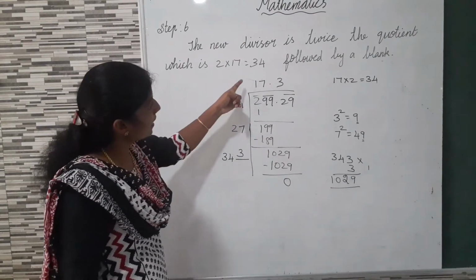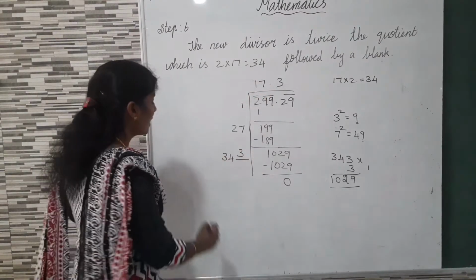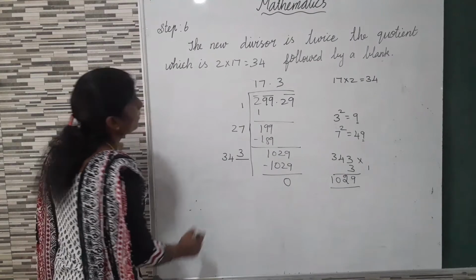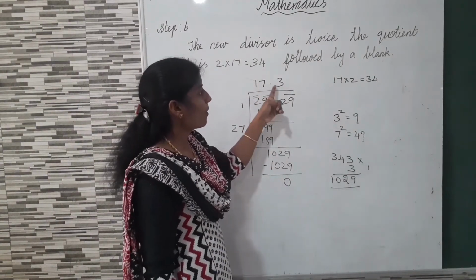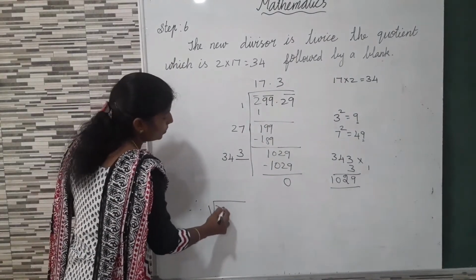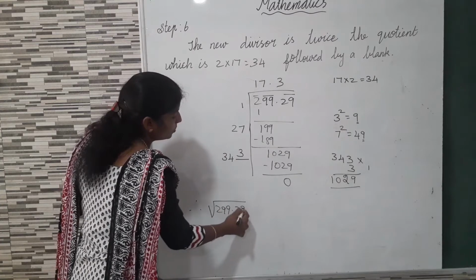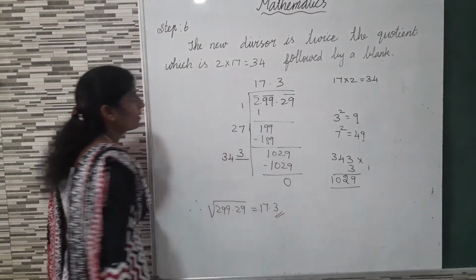So what's the square root value? 17.3. Therefore, square root of 299.29 is 17.3. So we can write square root of 299.29 is equal to 17.3. Are you clear?